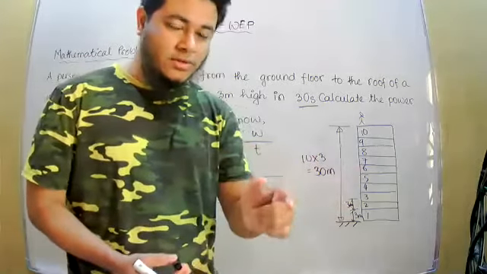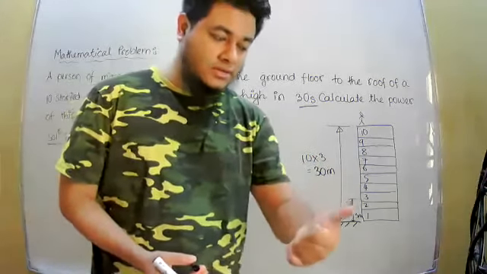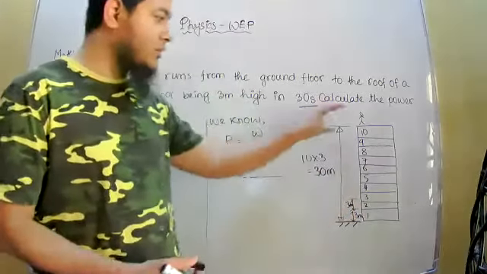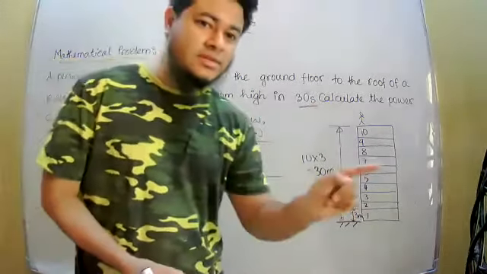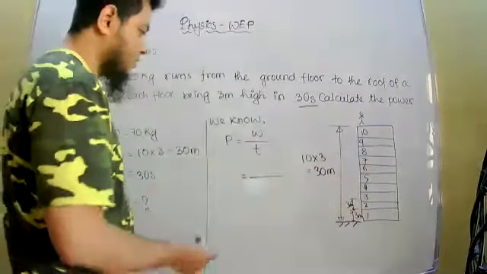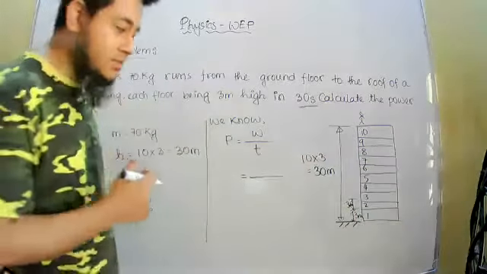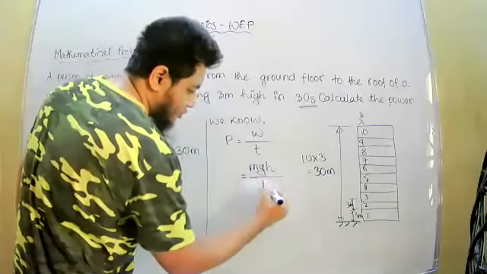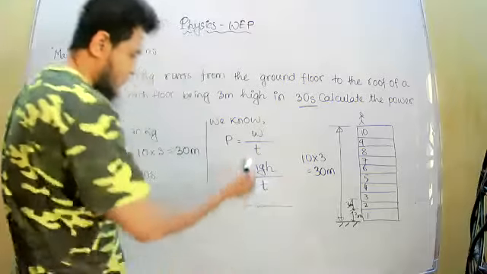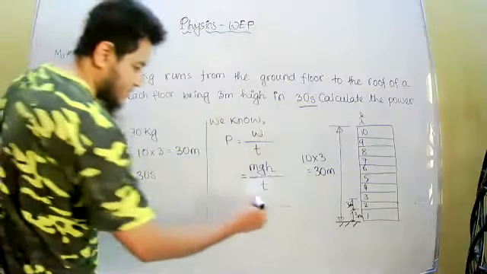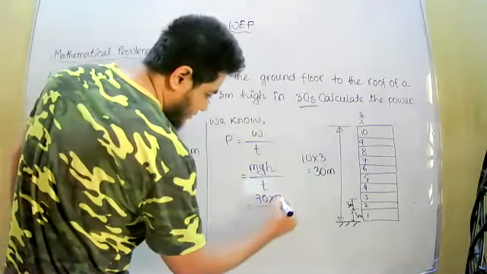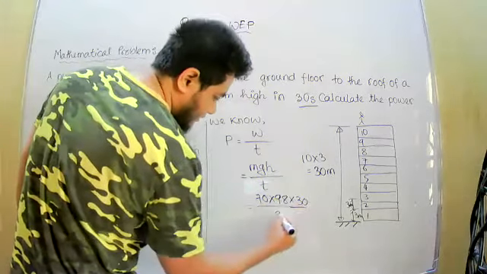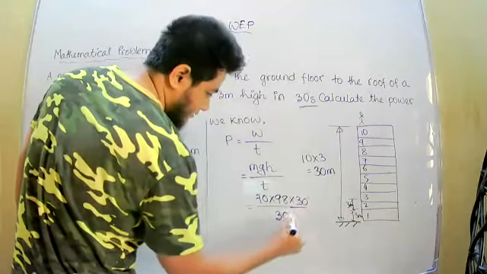If the body is moving, then we can say that the energy that has been stored is kinetic energy, and if the body is not moving, static, then we can say that it is potential energy. It has this potential energy. So how can we calculate potential energy? mgh. So mass is 70 kg, g is 9.8, and height is 30, time is 30 seconds.